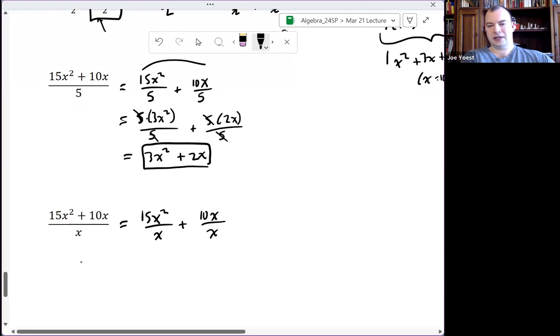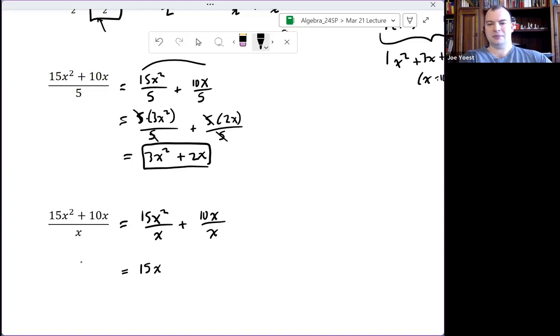In each fraction, I can ask, is there a common factor between the numerator and denominator? Yeah, it looks like in the first one, I have x squared over x. I could either think of dividing out, or I could think of using my quotient property, x squared over x to the first as x to the 2 minus 1, or x to the first power, or I could think of dividing out 1 power of x from the top and the bottom. Either way, I'm left with 15x to the first power.